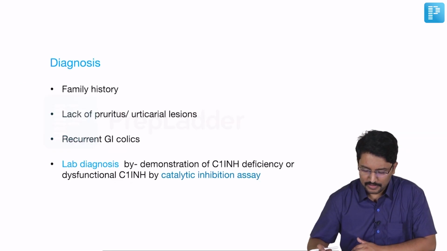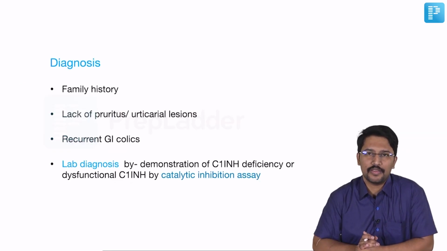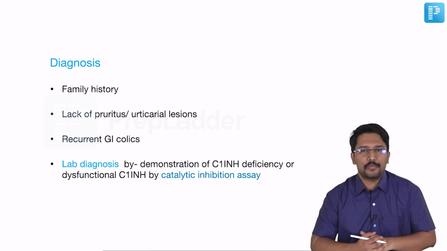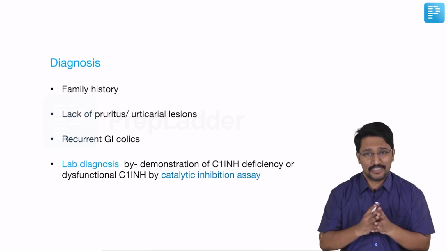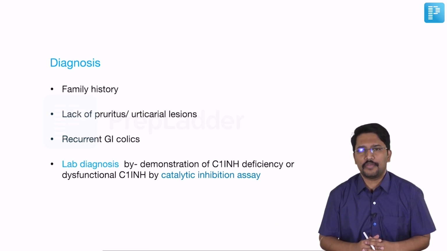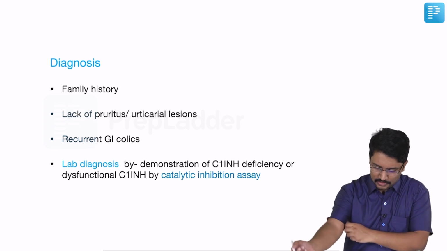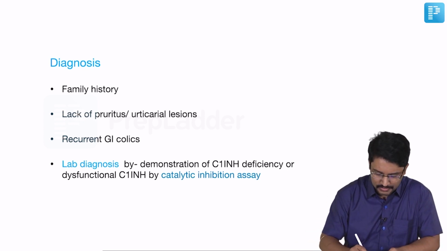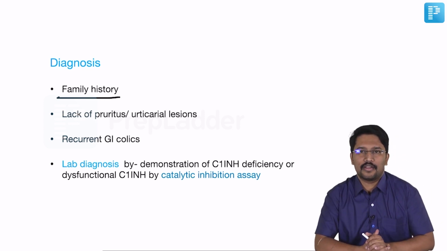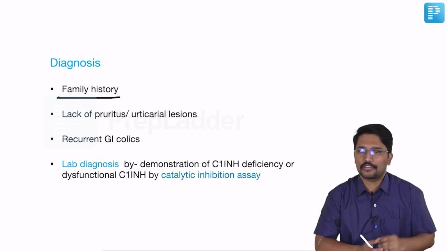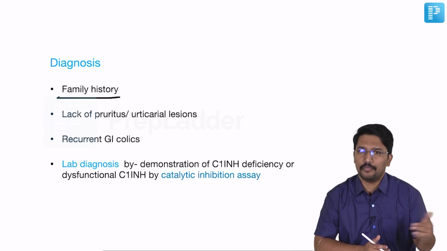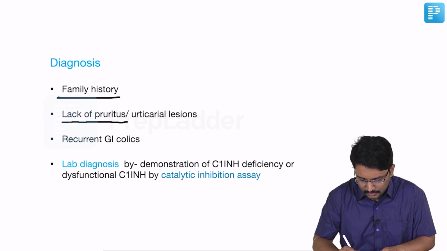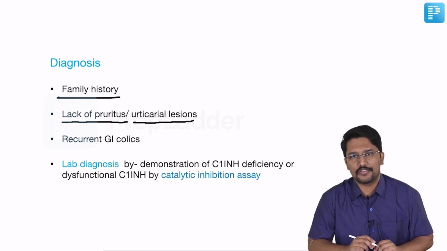When do we suspect that a patient presenting with repeated angioedema is actually having hereditary angioedema? There are three important pointers in patients' physical examination and history which make us strongly suspect the possibility of hereditary angioedema. The first one, for any patient presenting with repeated episodes of angioedema, look for family history. In any patient with hereditary angioedema, the family history will be pretty strong because of the mutations which are fully penetrant. Second, these patients do not have pruritus or urticarial lesions.